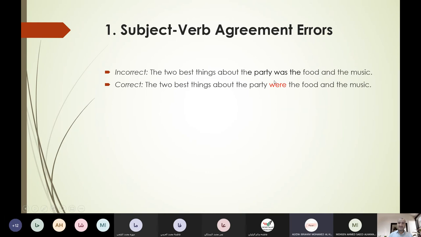What's wrong here? Was. Yep, that's it. Well done. Was is wrong. Why? It's supposed to be were. Why is were correct? This is a plural verb, right? Yes. Do we have a plural subject? More than one? Yes. The two best things. We have the plural, more than one, two. That means we cannot say the two best things was. We say were. This is one mistake. Okay, verb agreement.